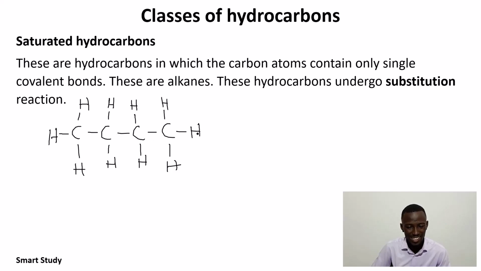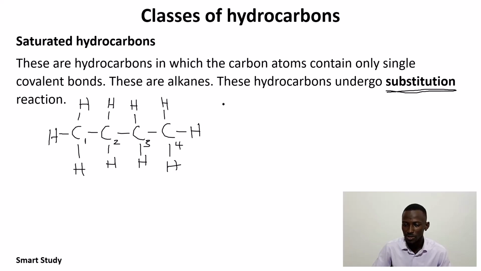So this is a saturated hydrocarbon because each of, let me number the carbons, the first, second, third, and fourth carbon, each of these carbons here has 4 bonds, only single bonds. All the bonds are single bonds. That makes it a saturated hydrocarbon. And saturated hydrocarbons undergo substitution reactions. Keep that in mind. It undergoes substitution reactions when it gets to the chemical properties of these hydrocarbons. So these saturated hydrocarbons undergo substitution reactions.